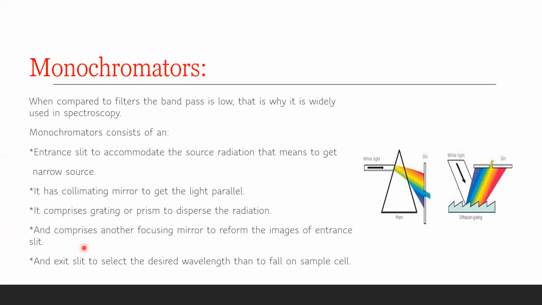and comprises another focusing mirror to reform the images of the entrance slit and exit slit to select the desired wavelength to fall on sample cells. So here we are taking two slits, that is the entrance slit to accommodate the source radiation, that means to get a narrow source, and the exit slit. The aim or use of the exit slit is to select the desired wavelength, and then that falls on the sample cell.